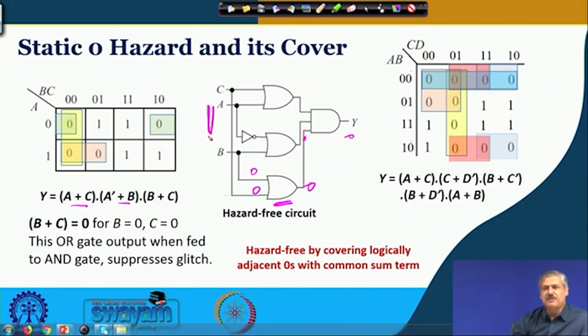Okay. So, this is similar to what we had seen in case of static 1 hazard, a third AND gate was there which was feeding to the final OR gate. Okay. So, just an analogous thing in terms of POS representation. Is it clear?